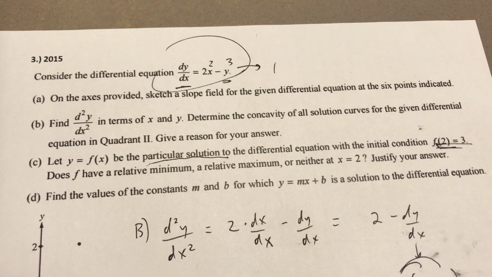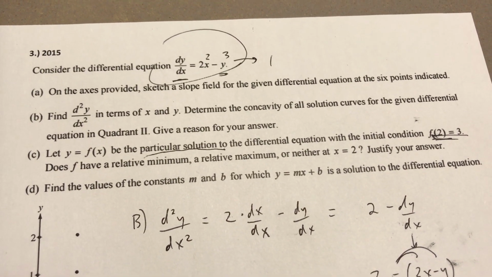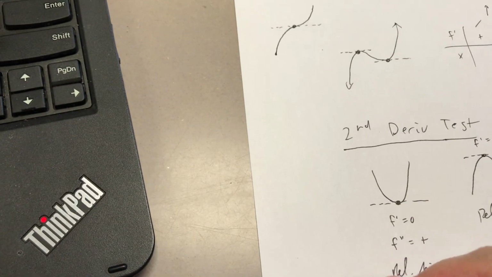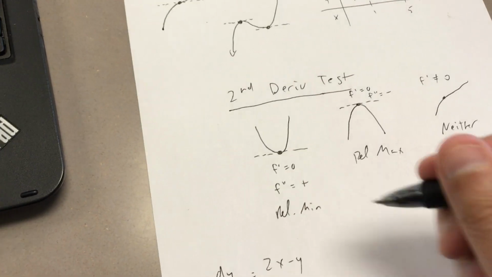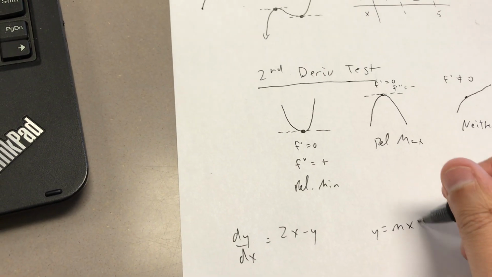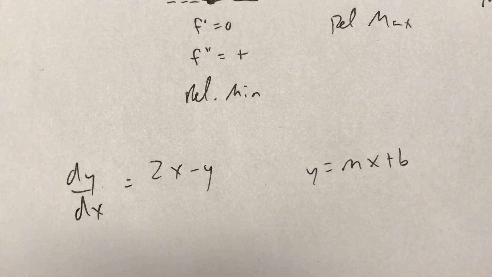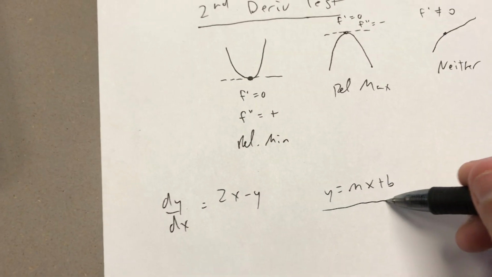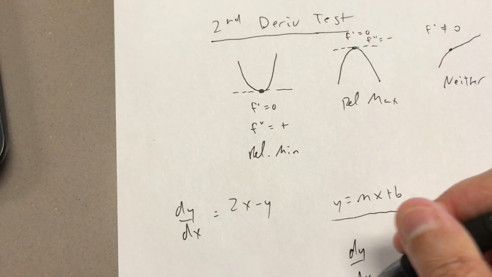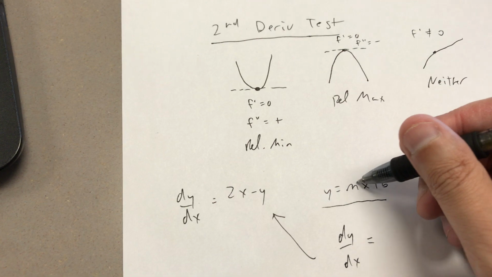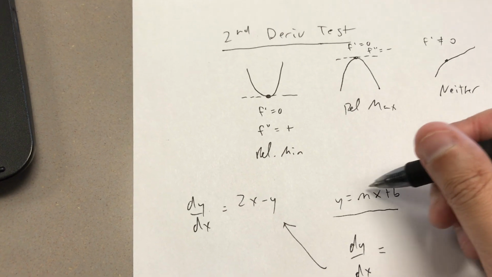It says, for all values, we want to find values of constants m and b for which y equals mx plus b is a solution to the differential equation. Okay, so our differential equation is dy dx equals 2x minus y, and they're telling us y equals mx plus b is a solution to that differential equation. Okay, notice they never ask you to separate variables and solve, because we can't. But if this is a solution, that means its derivative has to be equal to this thing over there. So that's a constant, right? If this was 3x, the derivative would be 3. If it was 5x, the derivative would be 5.